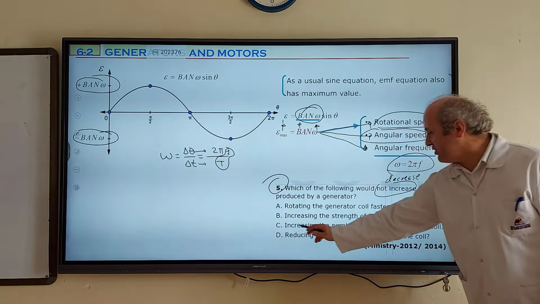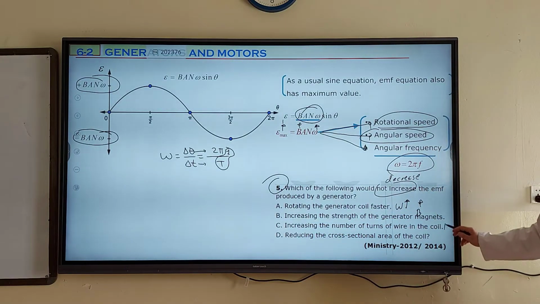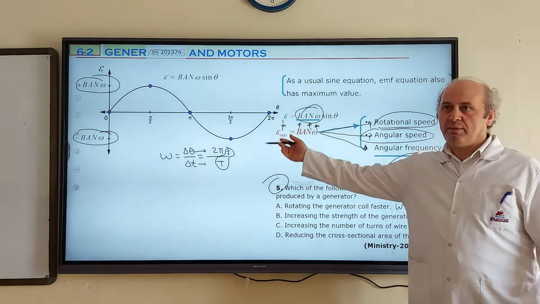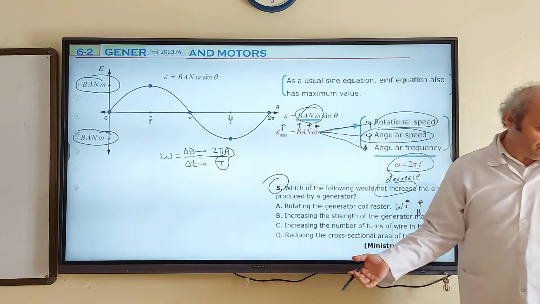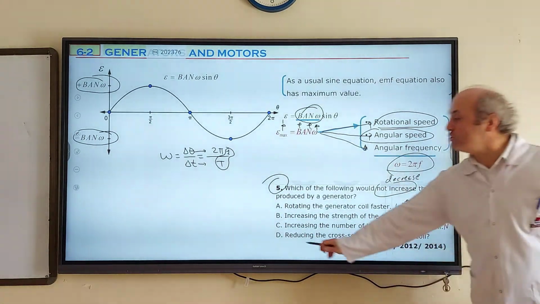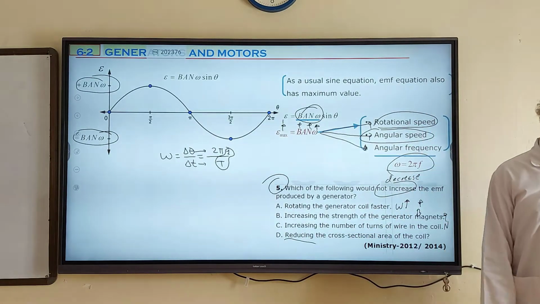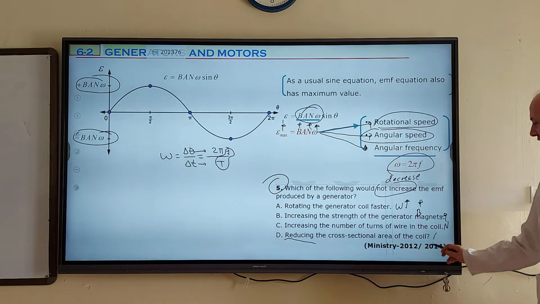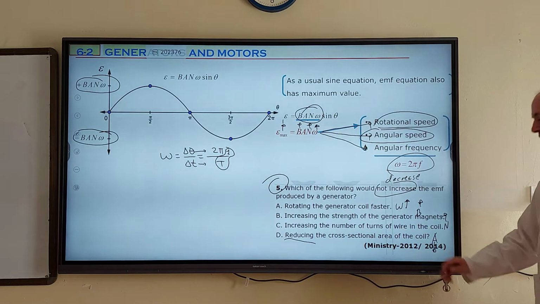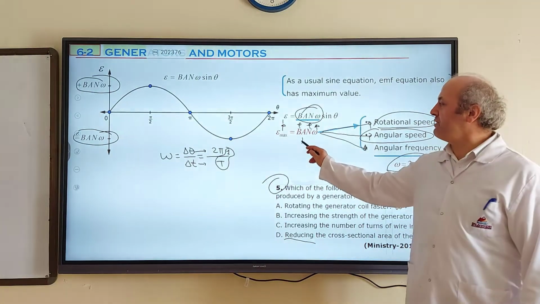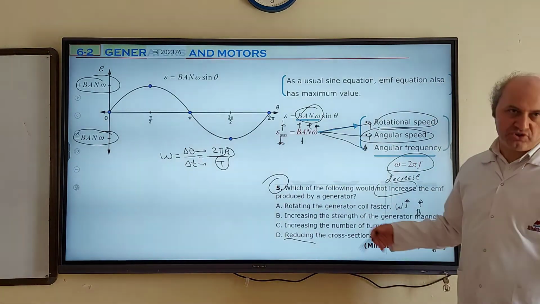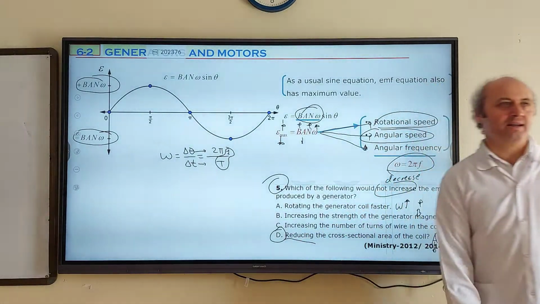And C, increasing the number of turns. N is increasing. If N increases, EMF also increases. Last one, reducing. What does reducing mean? Decrease. Reducing the cross-section area. If area is decreased, of course, induced EMF must decrease. So not increase means decrease. Correct answer is D.